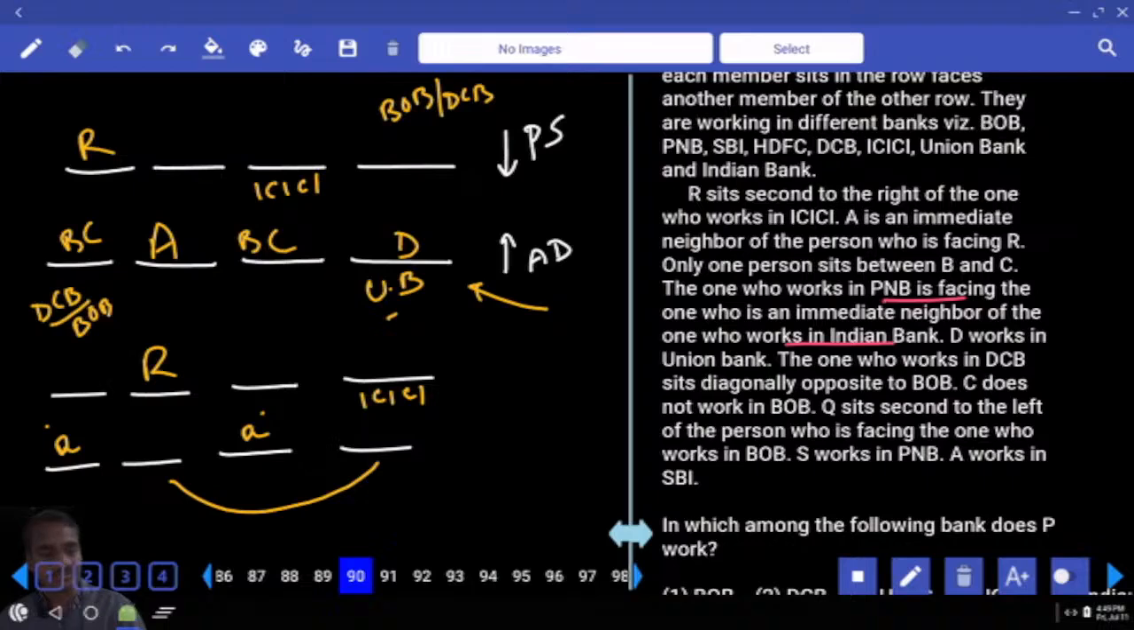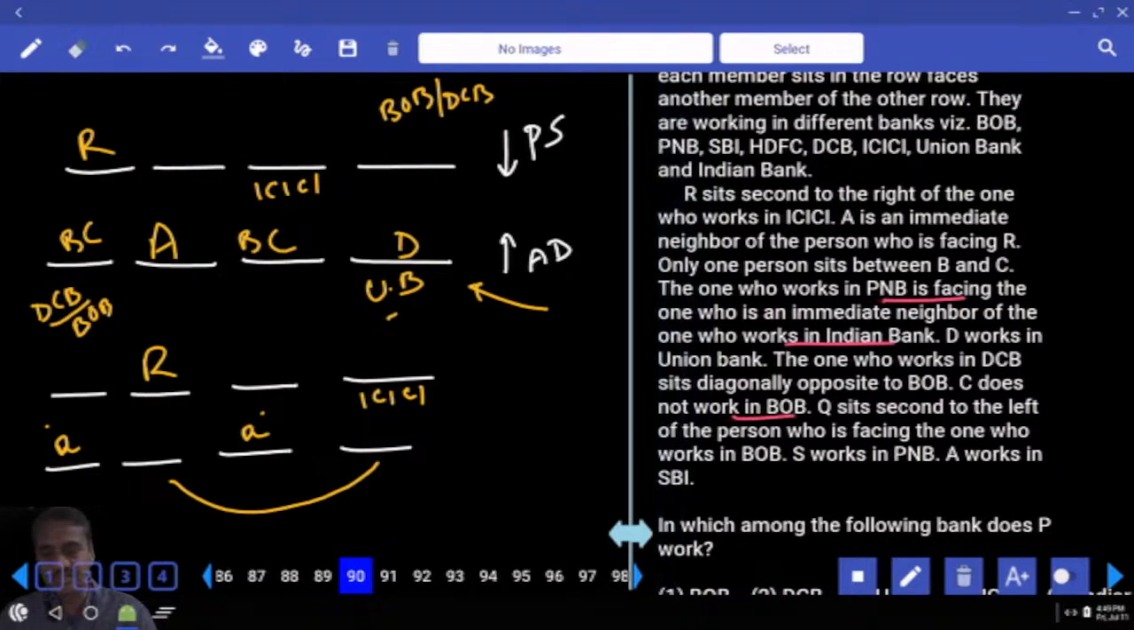Now here Union Bank is there. This case is not possible. And the one who works in DCB sits diagonal. C does not work in BOB. Now C, BOB is ruled out.